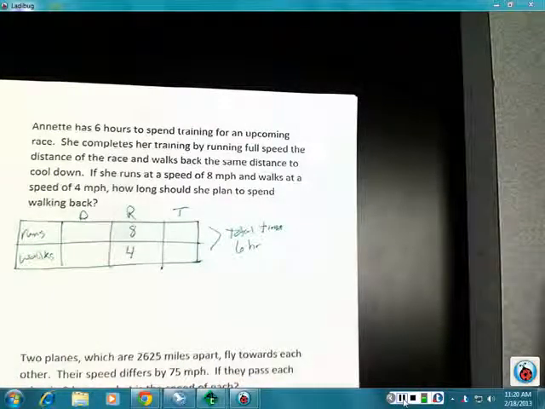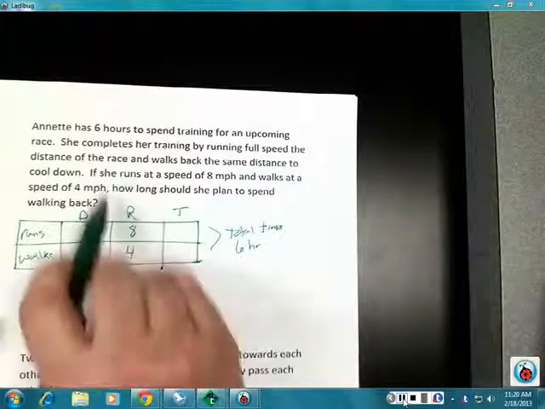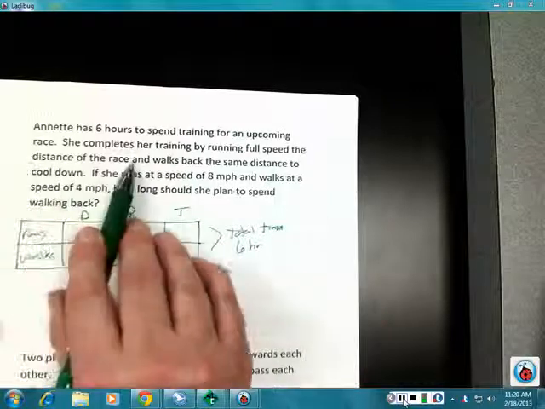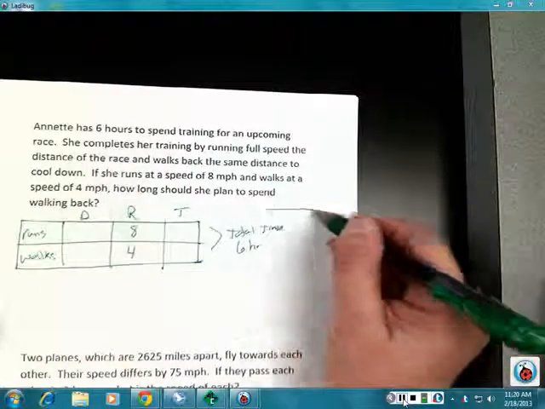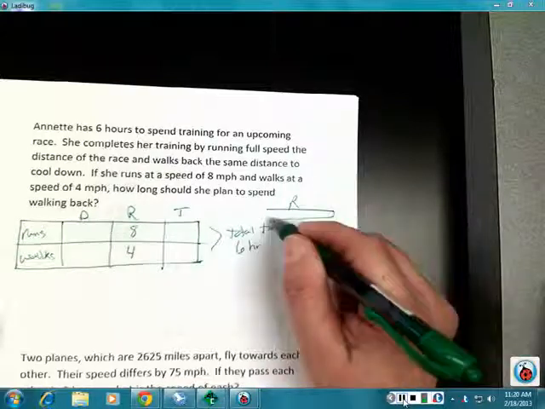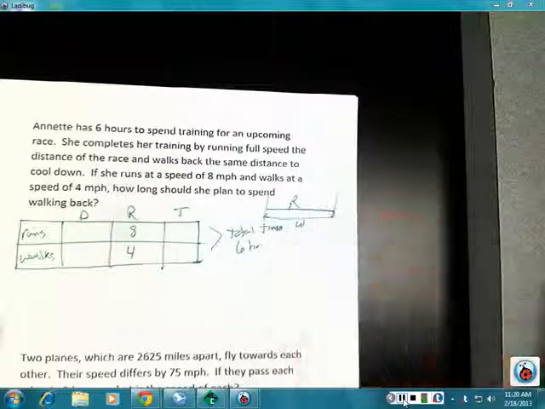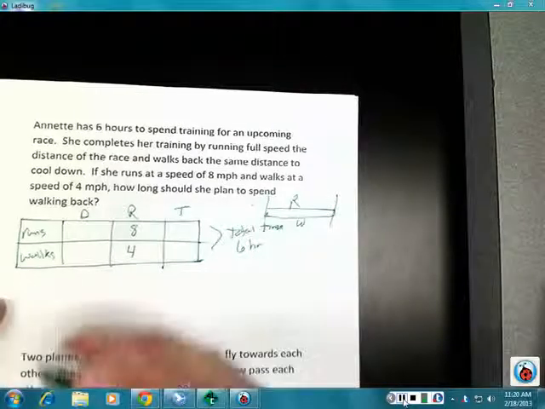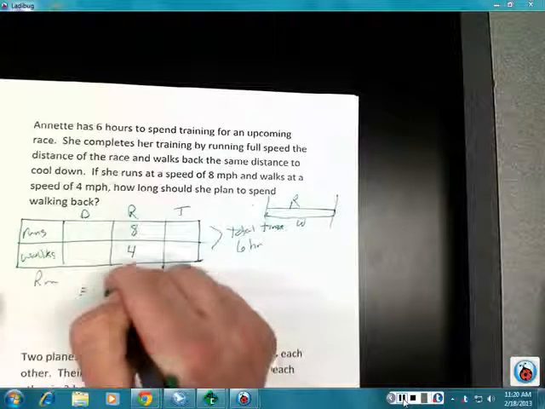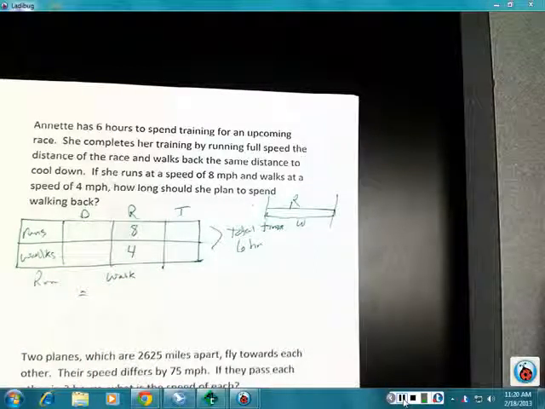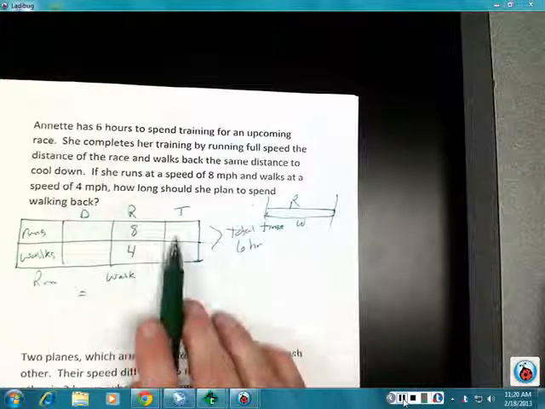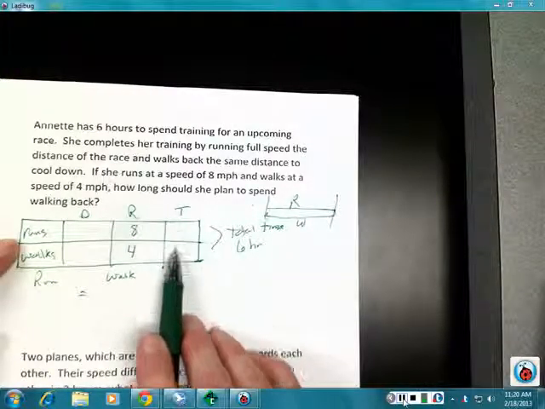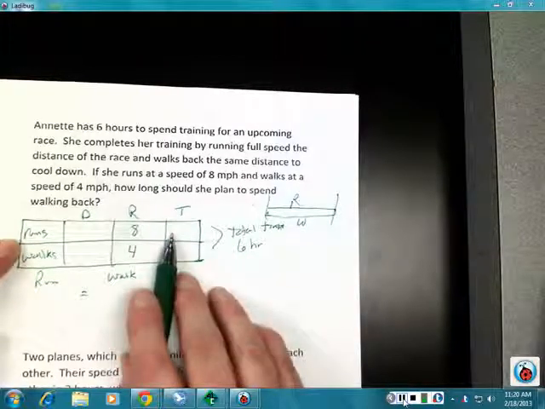What do we know about her distance? She completes her training by running full speed the distance of the race and walks back. So that means she runs this way, but then she turns around and walks back. So what do I know about my distance? They're equal. Whether she runs or she walks, the two are going to be equal to each other because the distance is the same. So what do I know about time? Time's my missing piece.